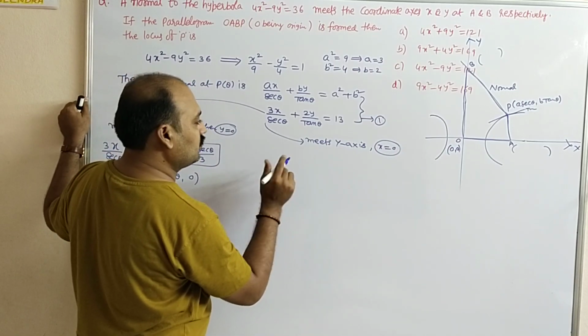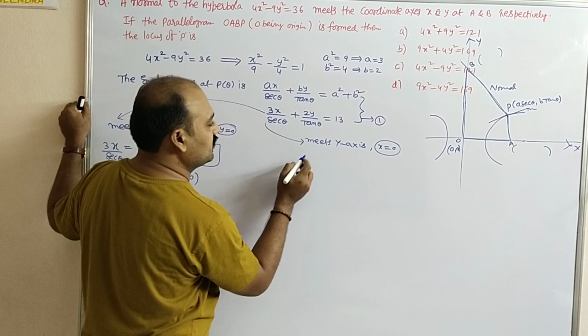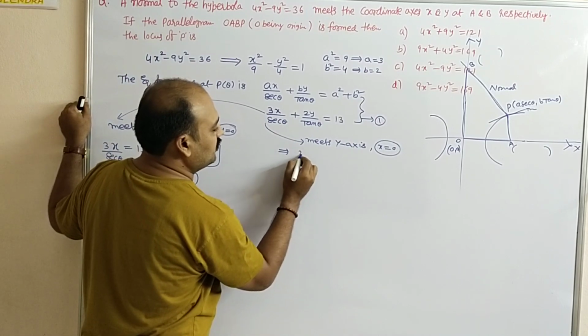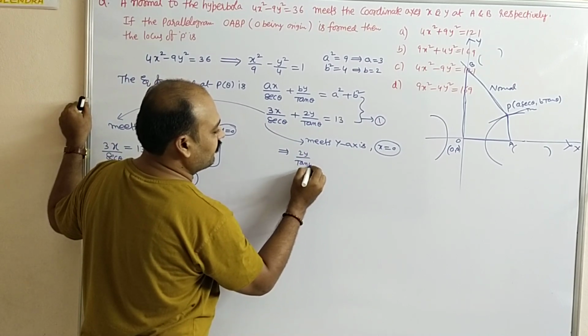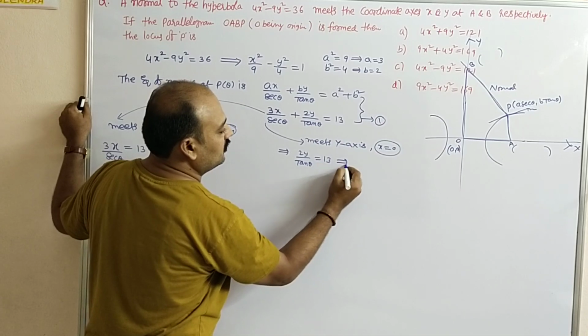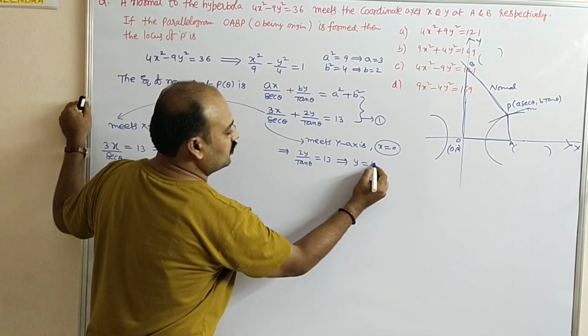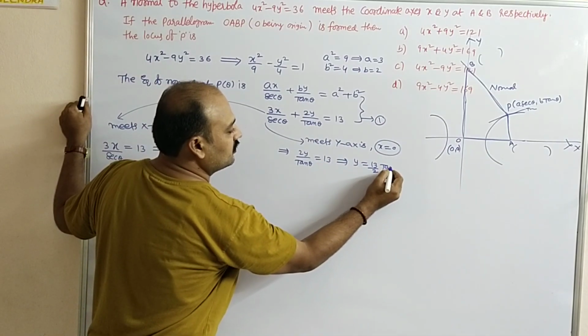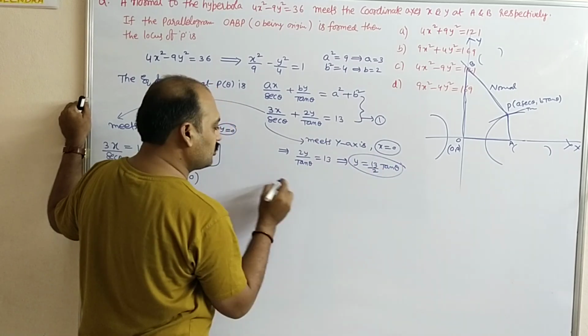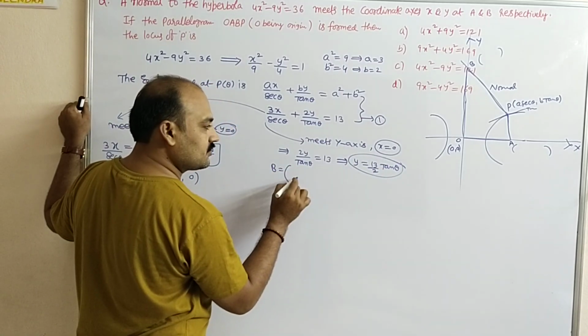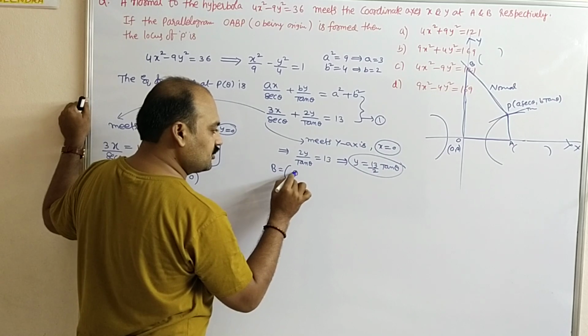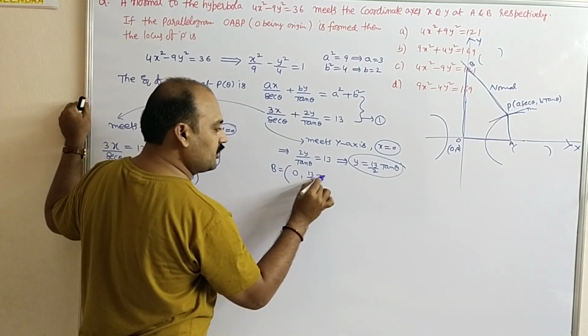X is equal to 0. So x is equal to 0, substitute in this. You will get 2y by tan theta is equal to 13. That implies y is equal to 13 by 2 into tan theta. So therefore B point becomes 0 comma 13 by 2 tan theta.